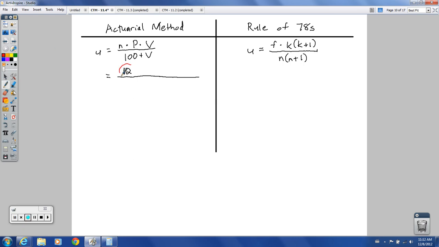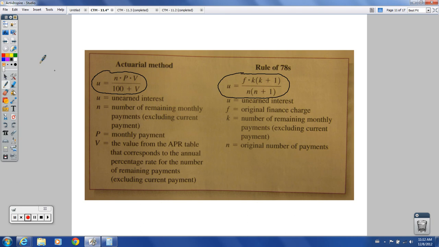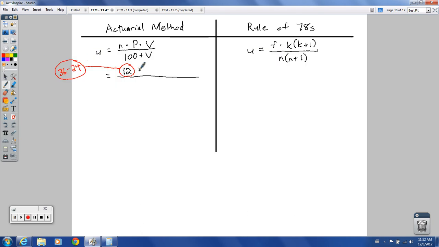This number, get your different color out, and let's put some things off to the side here. This number comes from the fact that 36 minus 24 is 12. If you go back to example 1, the original loan was going to be for 36 months, but Sammy's going to pay it off in 24 months. So we use the number 12 right there. P stands for the monthly payment. So that was $245.20. That's coming from the example already.